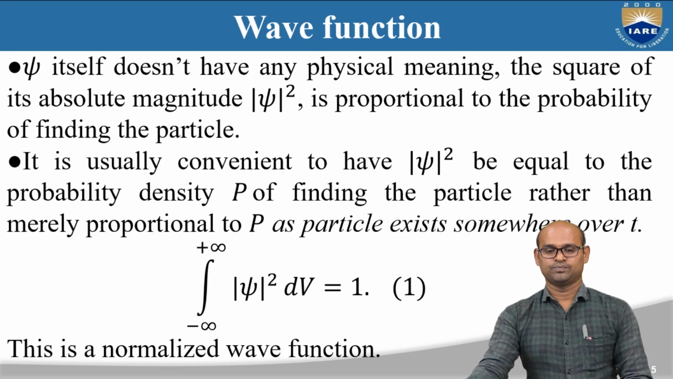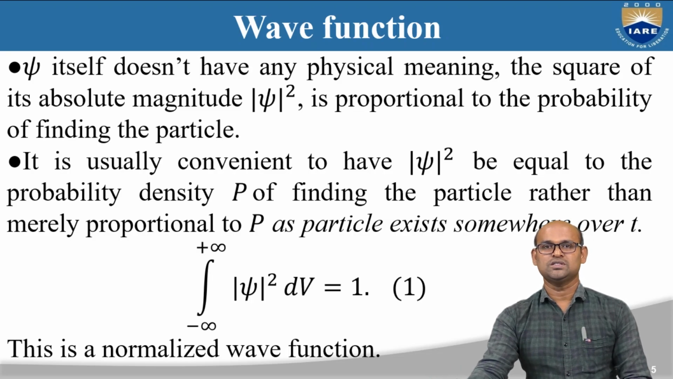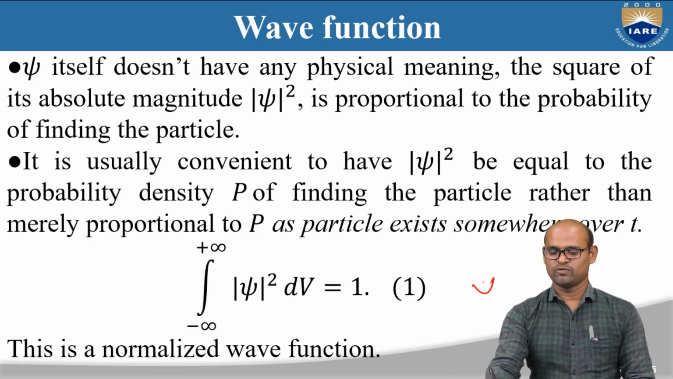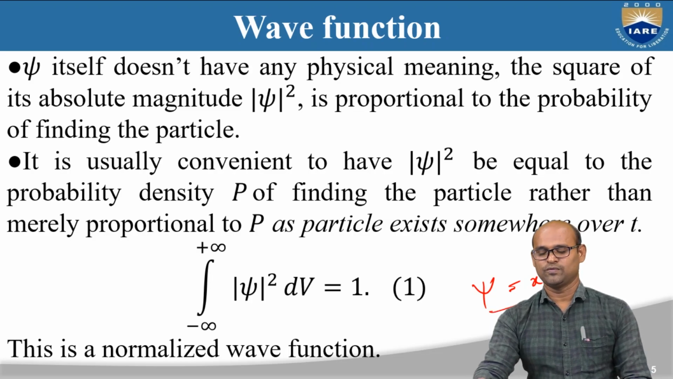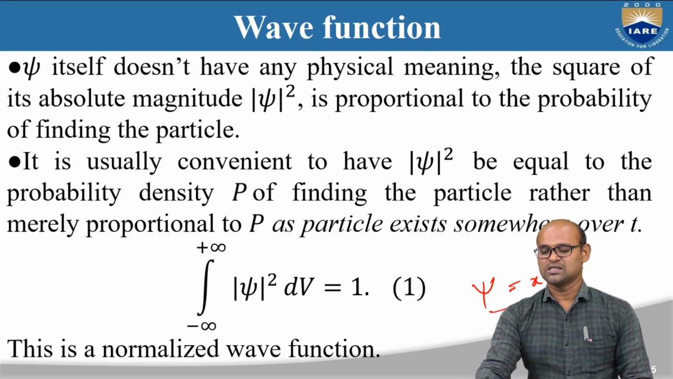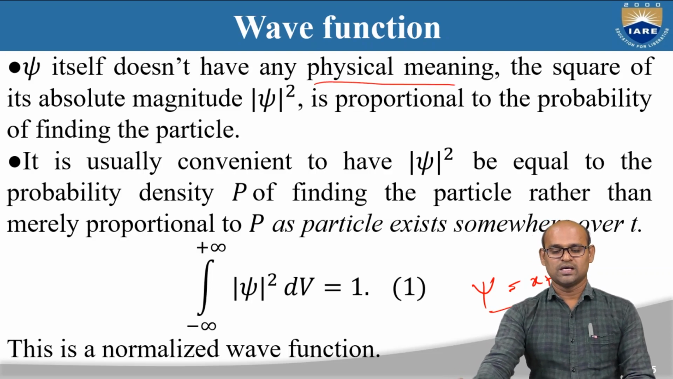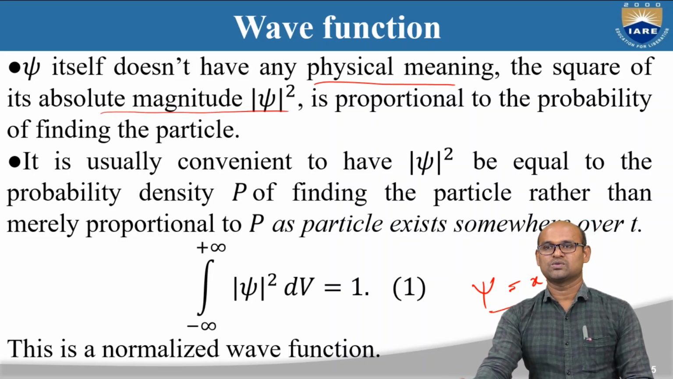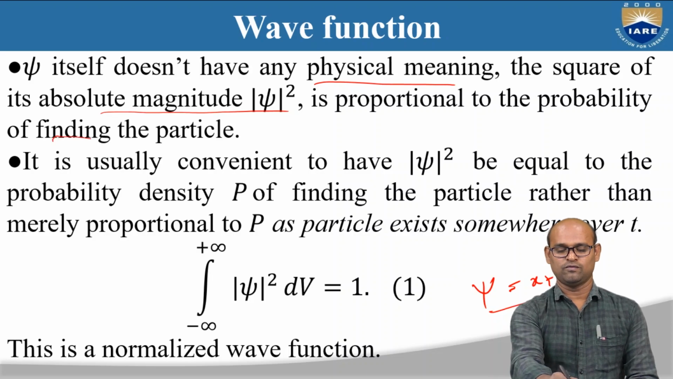These are the properties of wave functions. Psi itself doesn't have any physical meaning. Wave function is a complex quantity, which is why we write it as x plus iy. If you have only the wave function psi, you cannot say anything directly about matter waves because it is complex. So we calculate the square of its absolute magnitude, mod psi square, and this mod psi square is proportional to the probability of finding the particle.